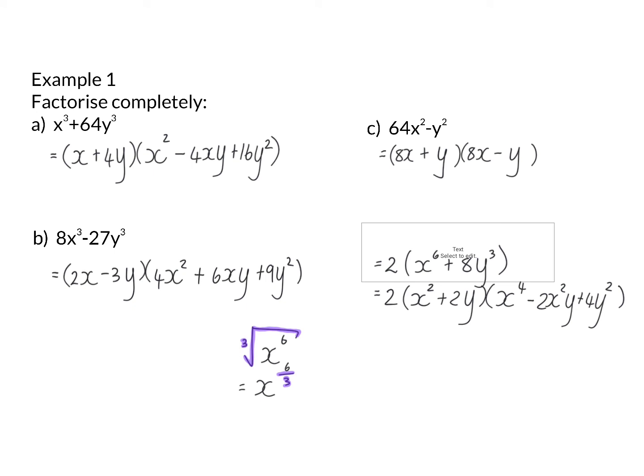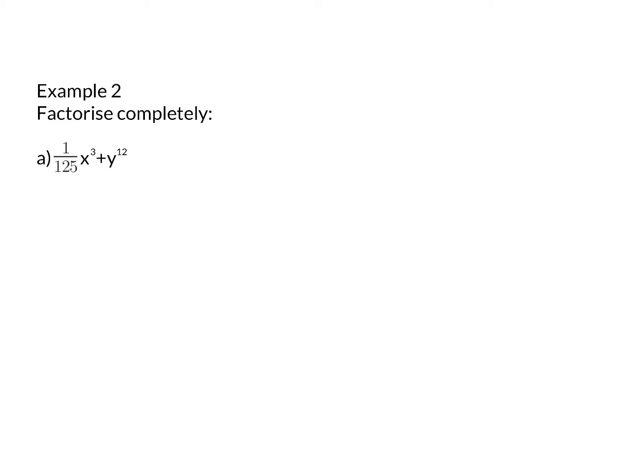Example 2. Factorize completely. Here we now have a fraction, but we still have two terms and each part still has a cube root, so we follow the same steps. To get the cube root, we start with cube root of 1, which is 1, and the cube root of 125 is 5. The cube root of x cubed is x, and the cube root of y to the power of 12, we divide the exponent by 3.